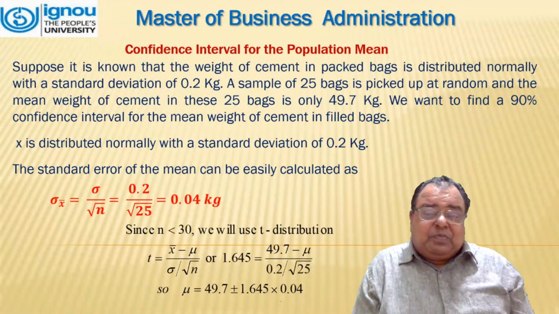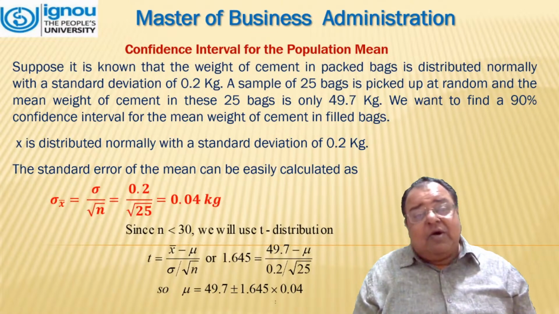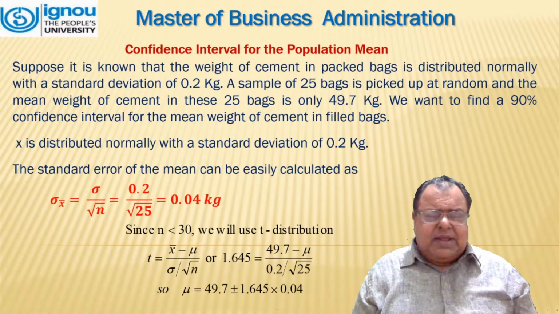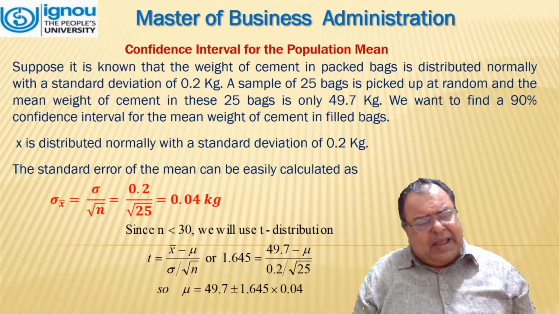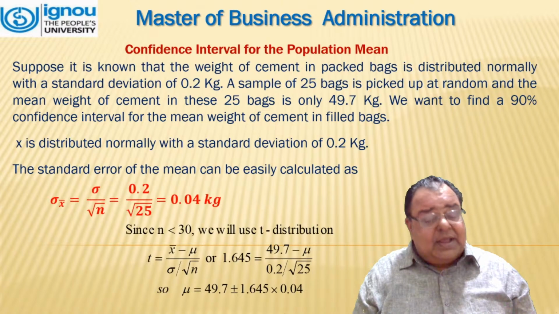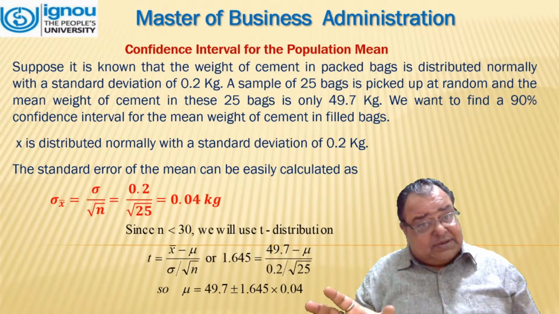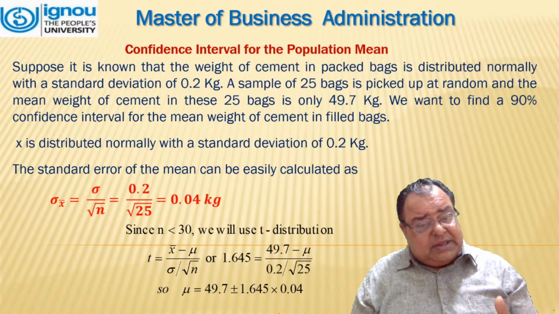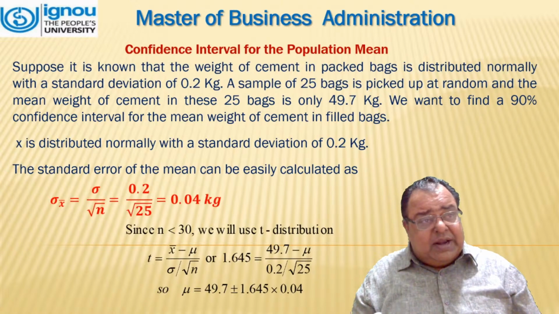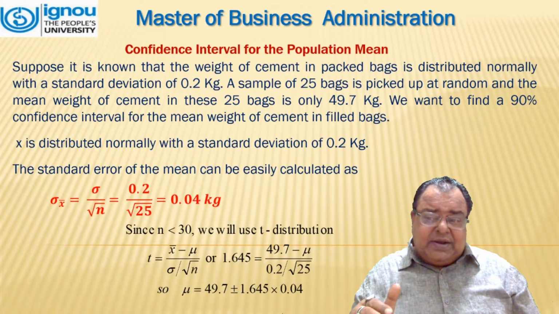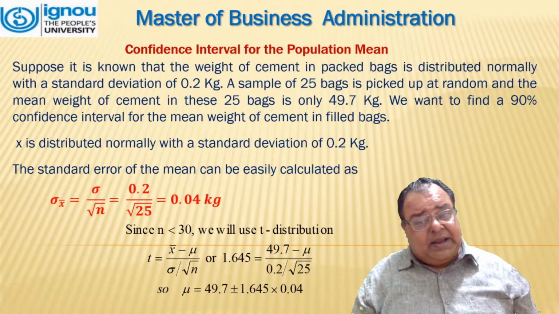Now we will see how to calculate the confidence interval of the population mean. Suppose it is known that the weight of cement packed in bags is distributed normally with a standard deviation of 0.2 kg. A sample of 25 bags is picked at random and the mean weight of the cement in these 25 bags is 49.7 kg. We want to find a 90% confidence interval of the mean weight of the cement in filled bags.